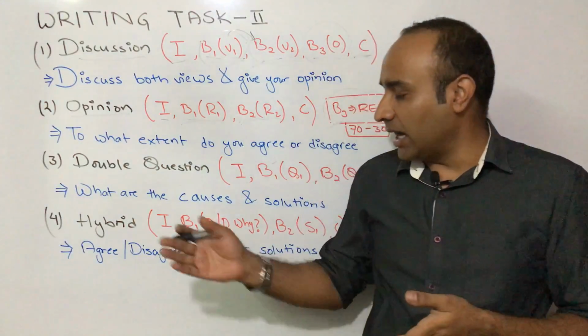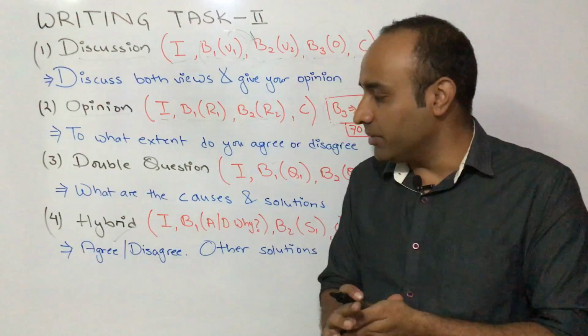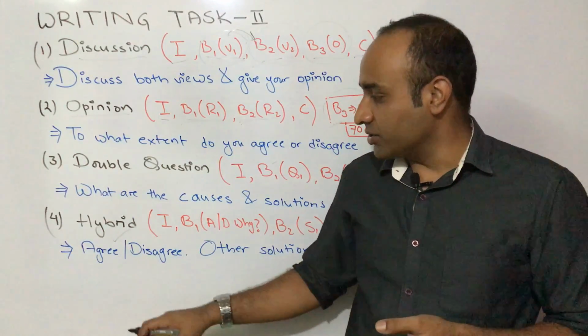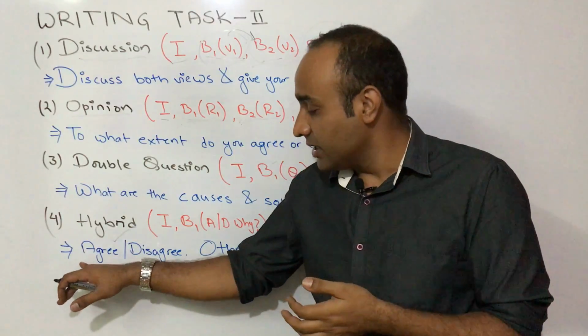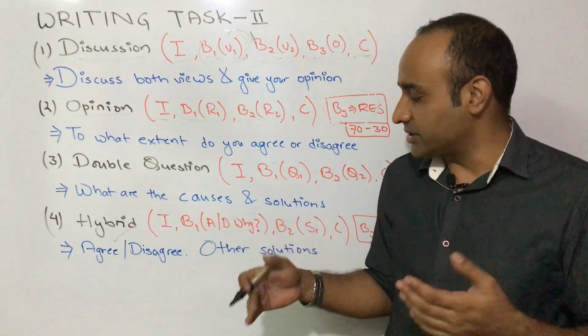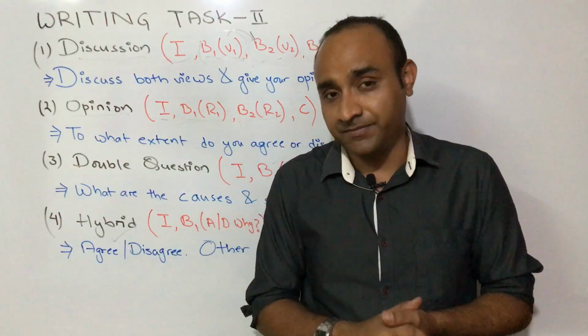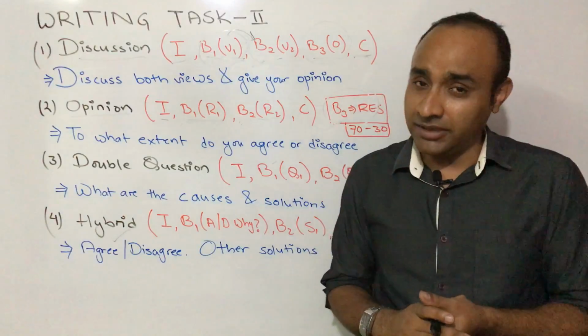So let's move on to the last type of question, hybrid. Now in this type of question, they normally merge two questions. So you will see a small part that says, to what extent do you agree with the statement? And then just after that, you will see what can be done or what other solutions can be effective. So let me give you a quick example of this.